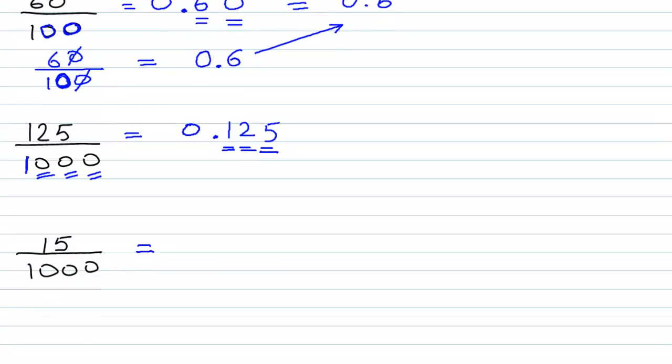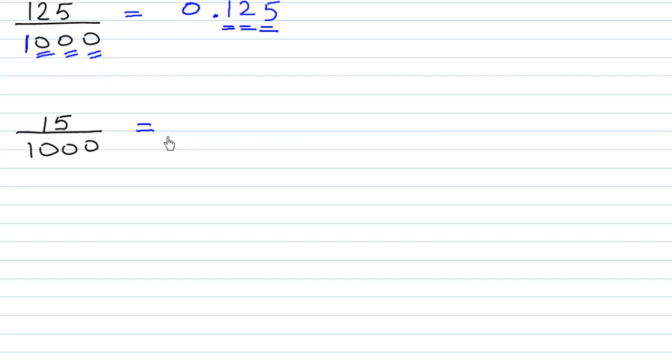And what about this? 15 upon 1000. First we write the numerator 15, and again we look at the denominator. There are 3 zeros in the denominator, but over here we only have 2 digits. So we can place a 0. 15 can be rewritten as 015, and then we can place the decimal point. So 0.015 is the answer.